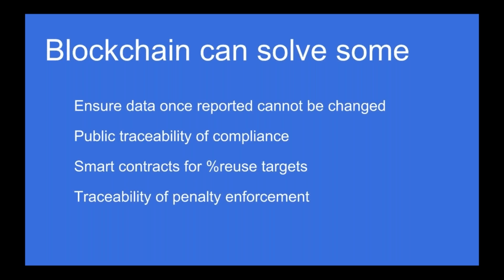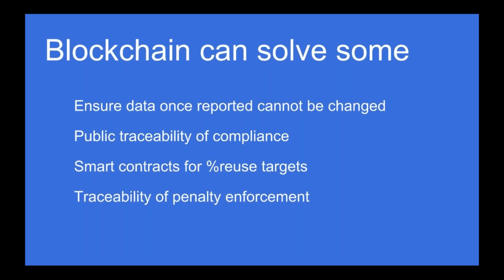So if the regulator is setting a target saying that you need to recycle and reuse 30% of your wastewater, then that target could actually be set up as a smart contract. So there is no dispute on whether the target was 30% or it was 40% or it was 35% or 20% or 25%. There should be no dispute. So the regulator sets up a smart contract on a public blockchain. So the smart contract is registered on a blockchain.